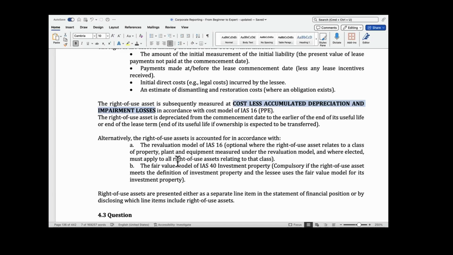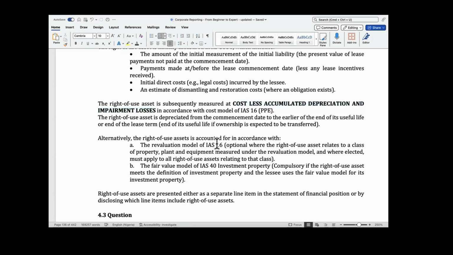If you lease an investment property, most investment properties are measured at fair value, so we don't depreciate those ones. So the right of use asset is to be measured at fair value.